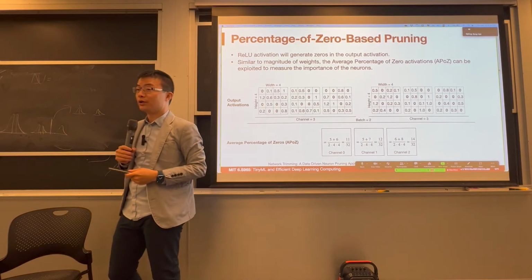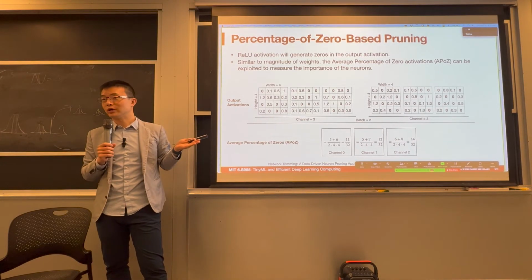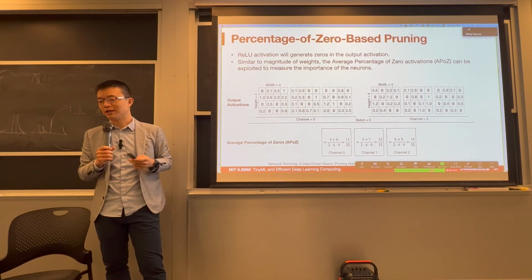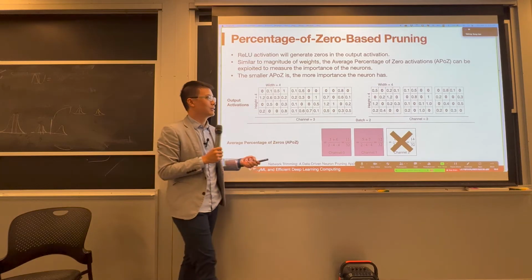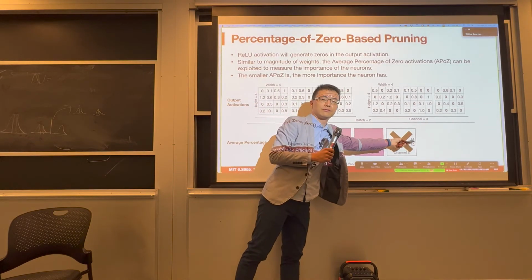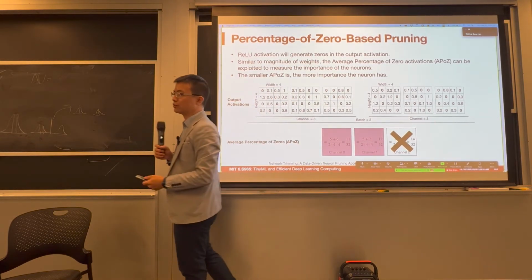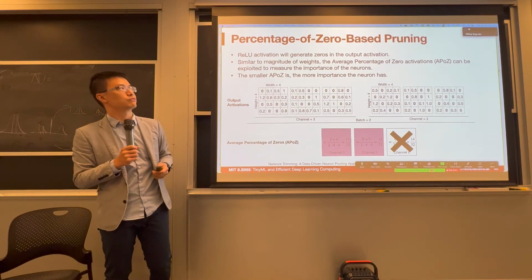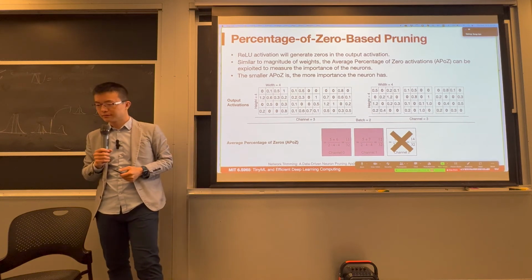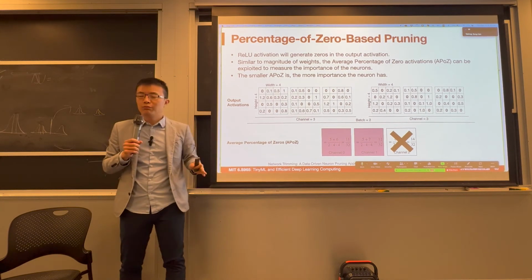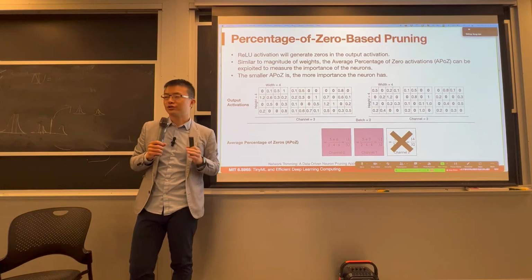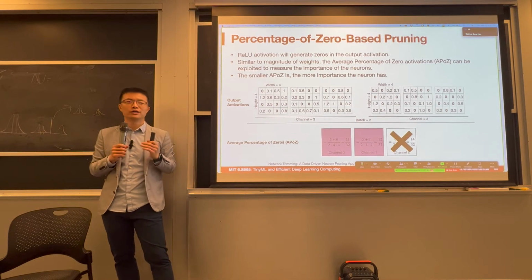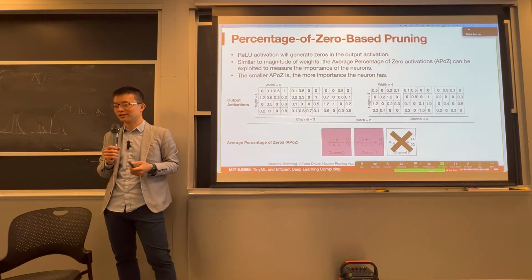So in this scenario, which channel should we prune? 1, 2, or 3? The third one, correct. Because the third one has the highest number of zeros, we want to prune that away. So this is the percentage-of-zero based pruning approach. There could be a lot more pruning approaches. After Lab 1, feel free to use our starter code to explore different pruning criteria.